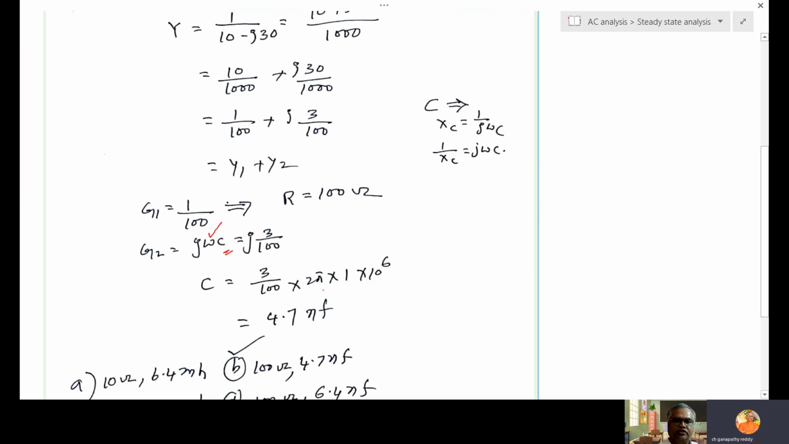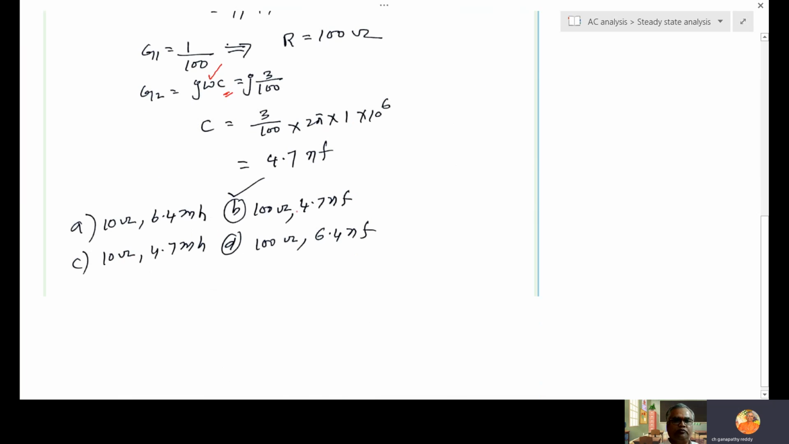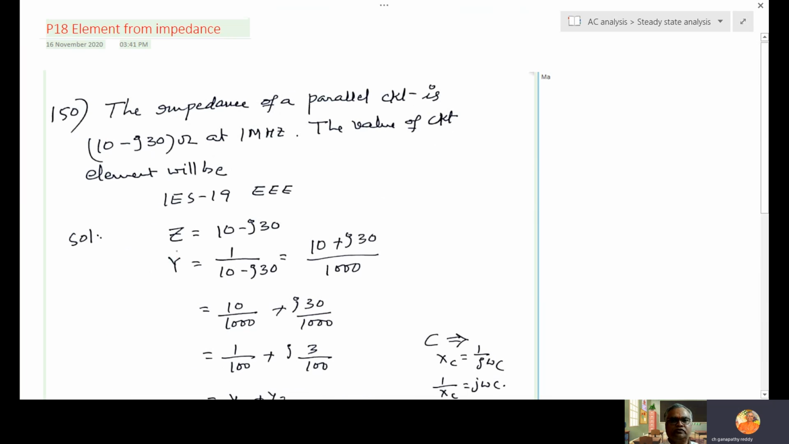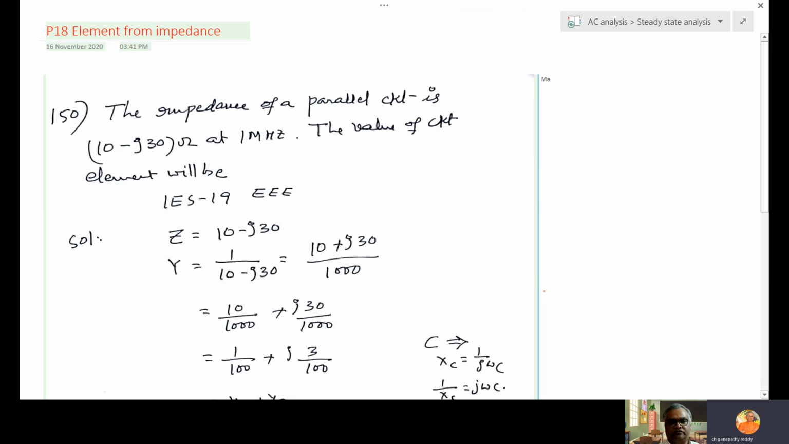That's all. I hope it's clear. Here multiple options are given. This was asked in IES.